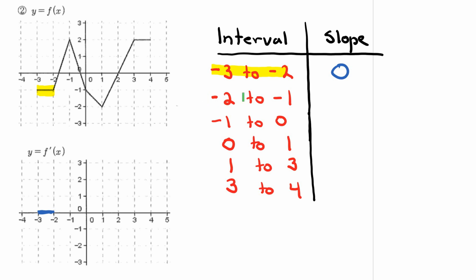Then on the next interval from -2 to -1, which is this part of the graph right here, what's the slope of that? Well, the rise is 3 and the run is 1.